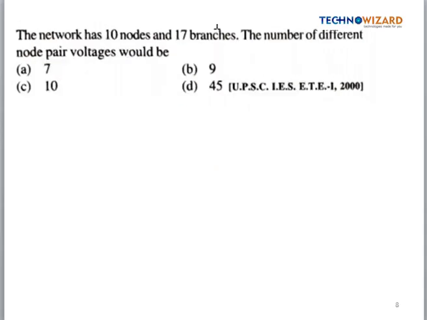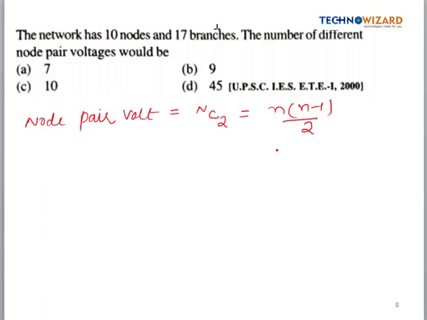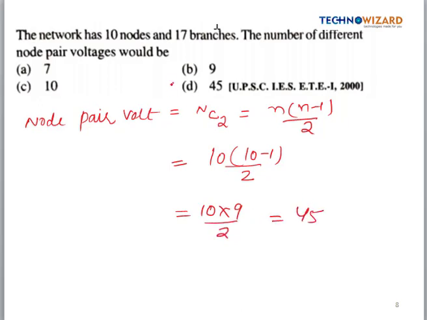Next question is, the network has 10 nodes and 17 branches, the number of different node pair voltages would be? We calculate the node pair voltages using nC2, which is n into n minus 1 by 2, where n is the number of nodes. That is 10 into 10 minus 1 by 2, which is 10 into 9 by 2, equal to 45. So option D is correct.